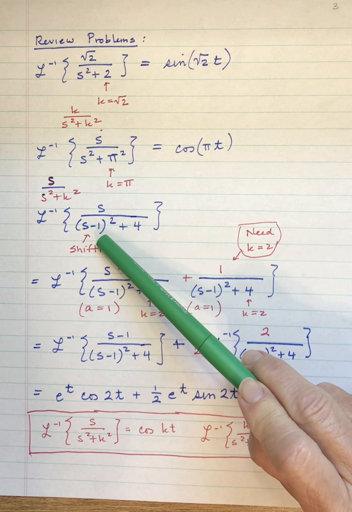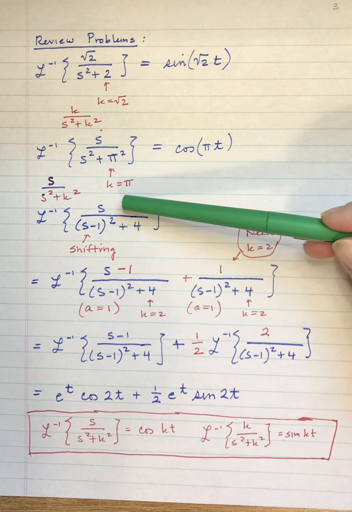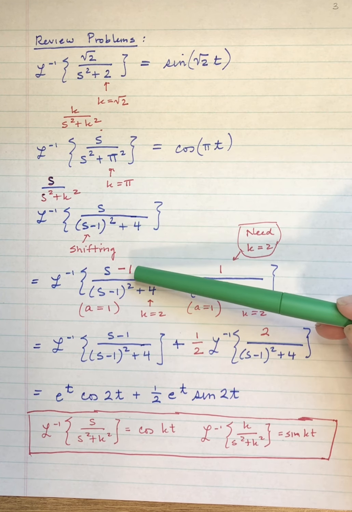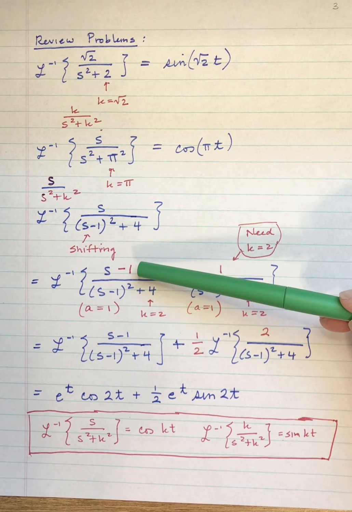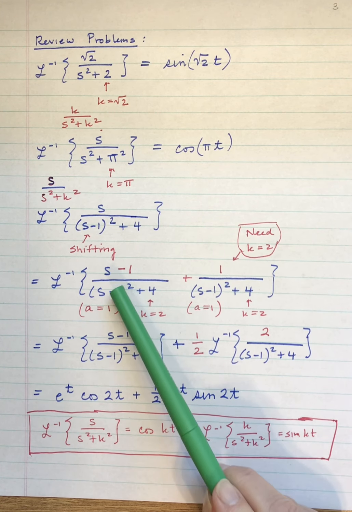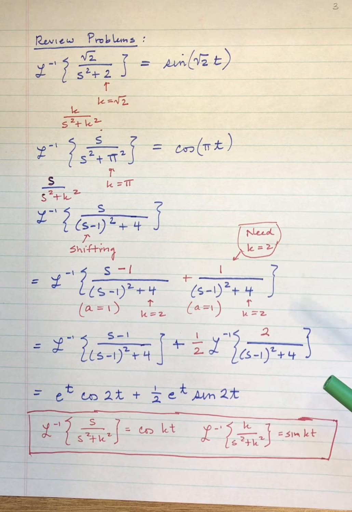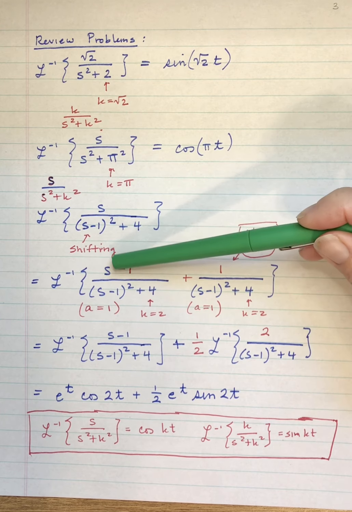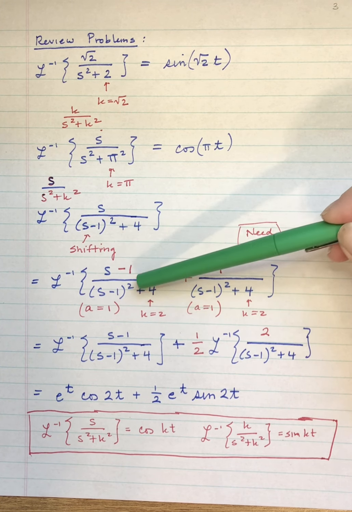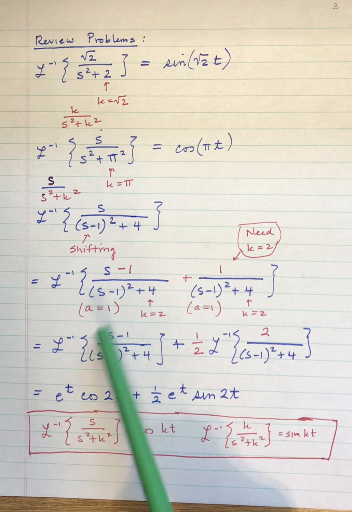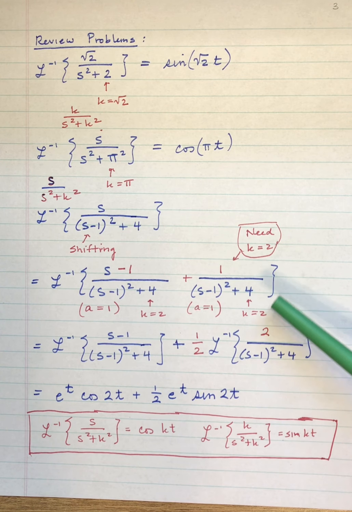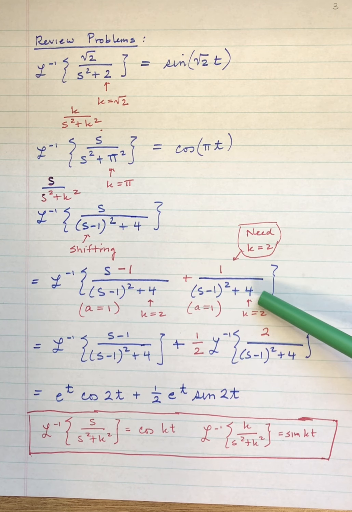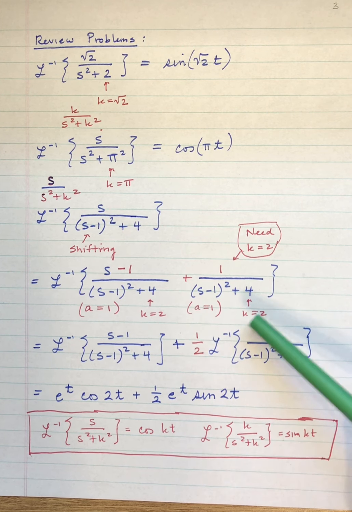Remember, we're shifting the argument in the denominator. I need the argument shifted by the same amount in the numerator. So I need an s minus 1 in the numerator, so I can write it that way. But if I subtract 1, I have to add 1. But it's all over the same denominator. So here I have the s minus 1 over that denominator with the same shifted argument. And here I have the constant over an s minus 1 squared plus 4. Our k is 2 for both of these.